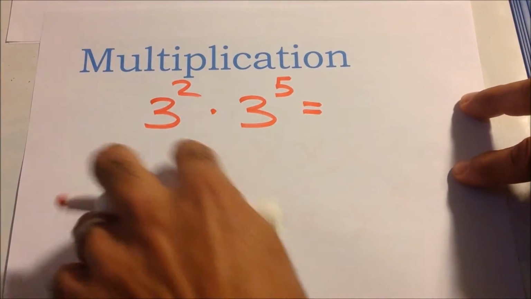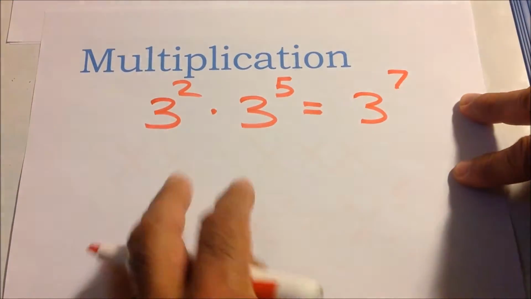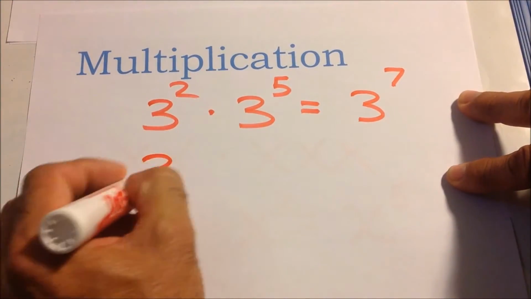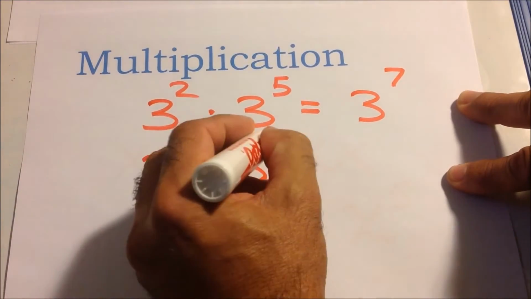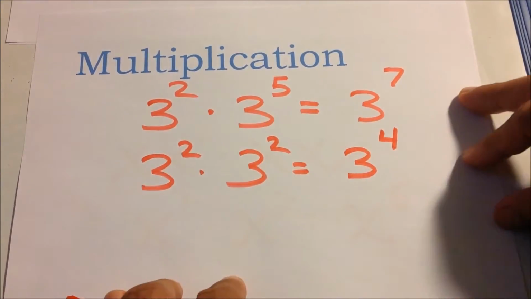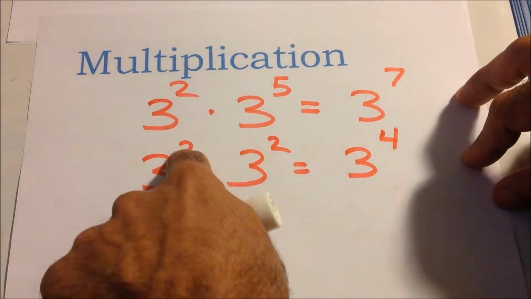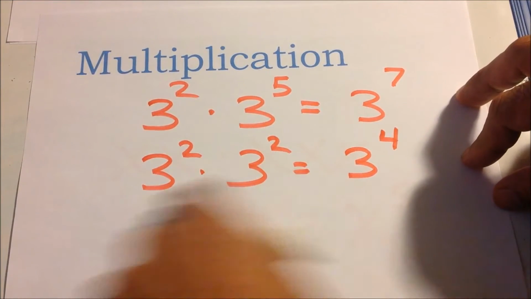you're going to keep the base and add the exponents. Okay, now if you had the same base and the same exponents, you still keep the base and add the exponents. So the only time you're going to keep the exponents is when you have different bases.